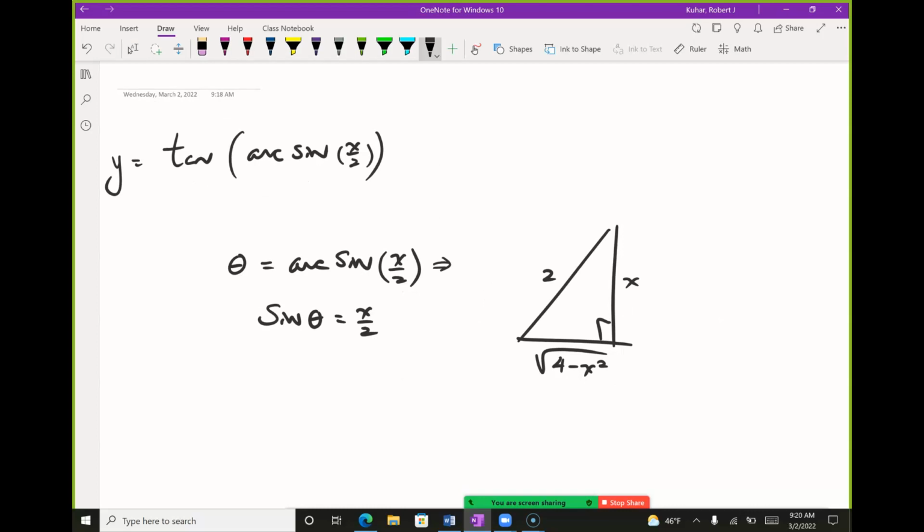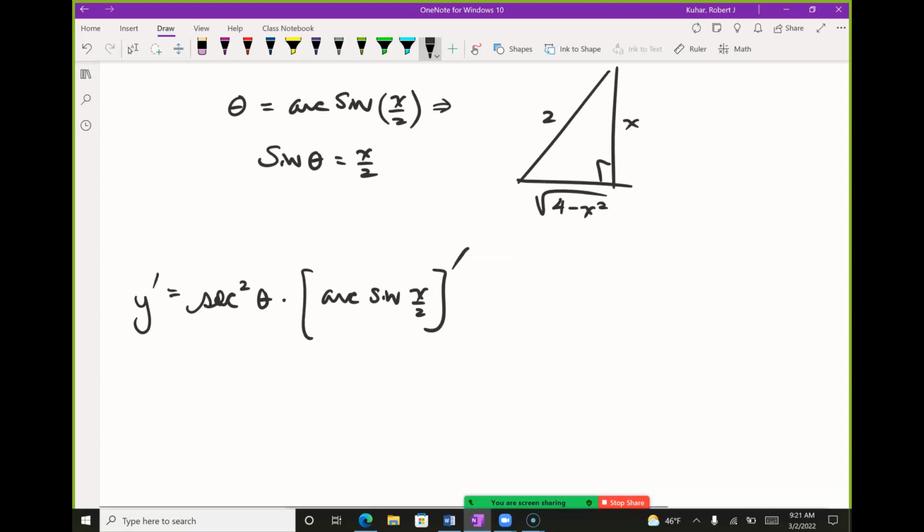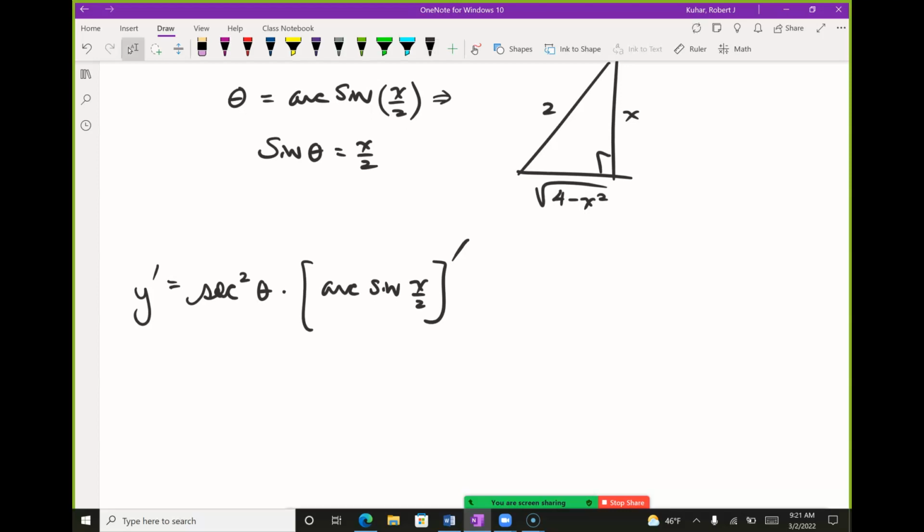So I'm ready for my derivative, right? y prime is secant squared of theta. I'm just letting my inverse trig be theta, because I can already get this part from my triangle. But now I need the derivative of the arcsine of x over 2. So I'm putting that there with a placeholder of arcsine of x over 2 all prime. I can get the secant squared theta part from my triangle. The rest I have to do the derivative.